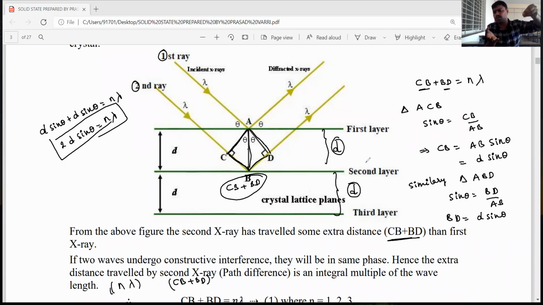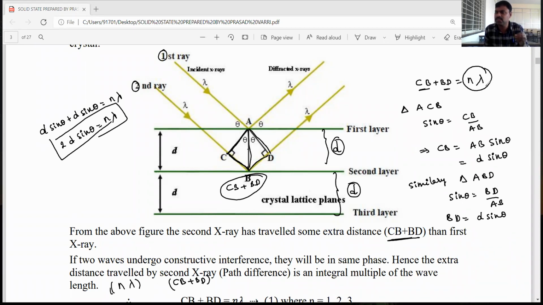So the two X-rays with wavelength lambda are incident on the first and second planes, and they will be diffracted in opposite directions. The extra distance traveled by the second X-ray is equal to CB plus BD, and both X-rays are in the same direction. That's why the extra distance traveled by the second ray is an integral multiple of wavelength, that is, n lambda.